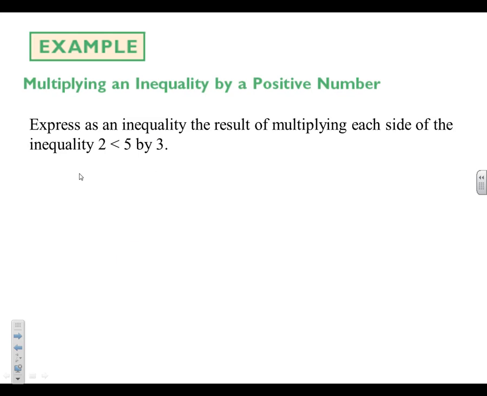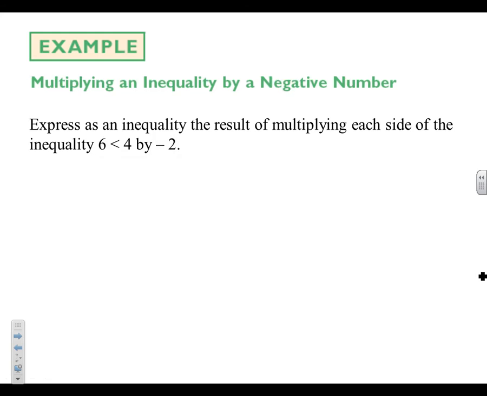All right, same thing here. Multiplying by a positive works as well. What is 2 times 3? 6. What's 5 times 3? 15. Is 6 still less than 15? Absolutely it is. So we're allowed to multiply both sides by any positive number.